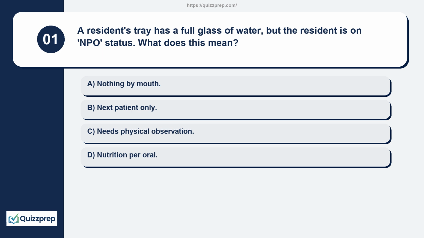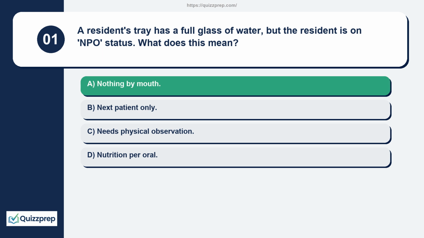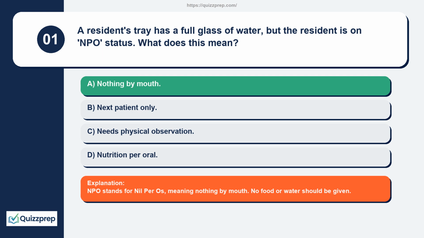Question 1. A resident's tray has a full glass of water, but the resident is on NPO status. What does this mean? Nothing by mouth. Next patient only. Needs physical observation. Nutrition per oral. NPO stands for nil per os, meaning nothing by mouth. No food or water should be given.